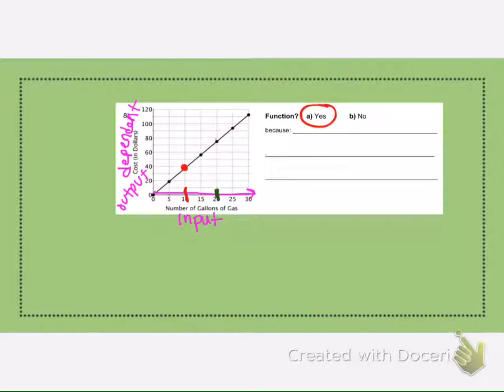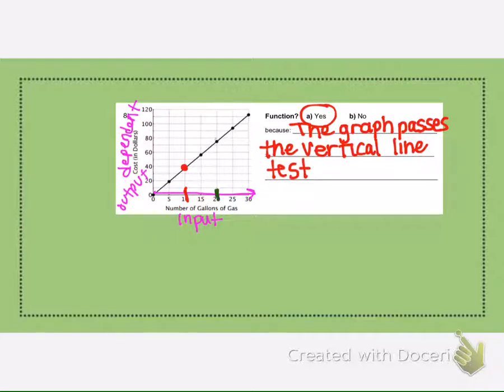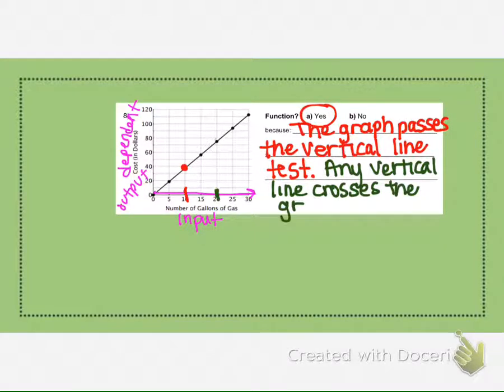Now another answer we could put is, yes, it's a function, but our explanation could be the graph passes the vertical line test. Any vertical line that we would draw through our graph crosses the graph only once. So for example, if we draw a vertical line here, it only touches once. So no matter where we draw our imaginary vertical line, it touches once.